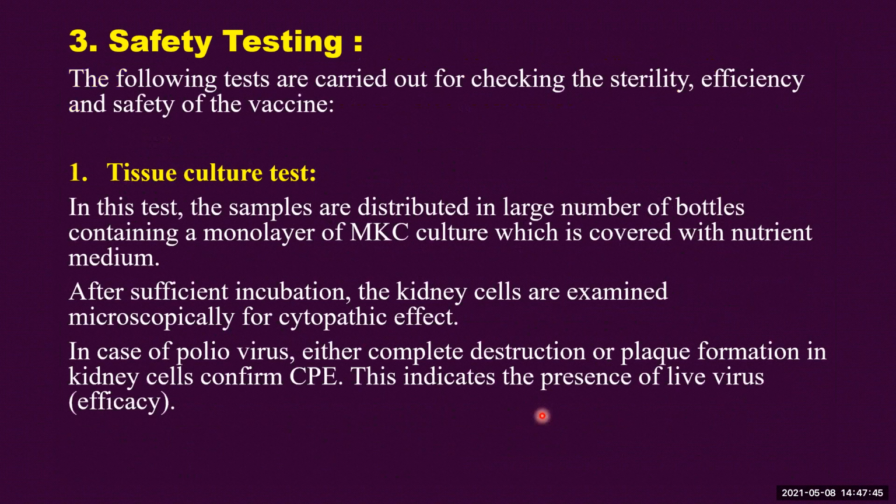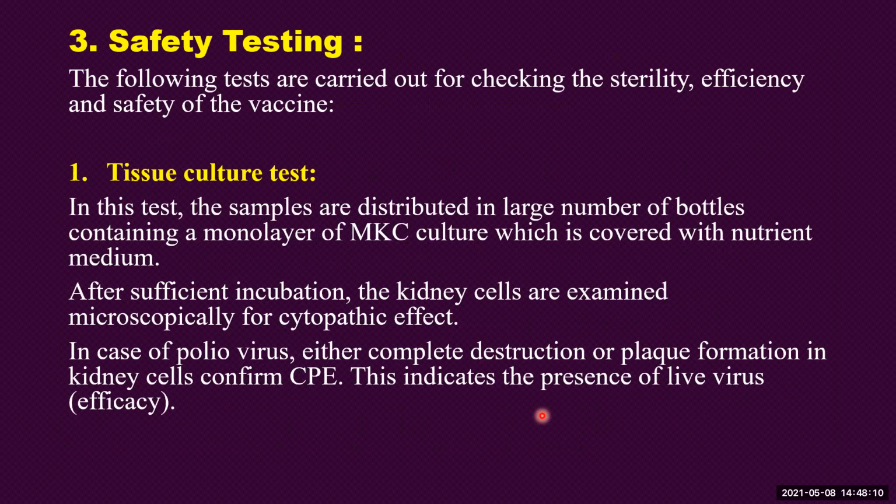Now see, what are the safety testings that are carried out? The following tests are carried out for checking the sterility, efficiency, and safety of the vaccine. First, we go for tissue culture test. So the vaccine or the samples are distributed in large number of bottles containing monolayer of monkey kidney cell culture, which is covered with nutrient medium. So we have monkey kidney cell culture in bottle covered with nutrient medium, inoculate it with the vaccine.